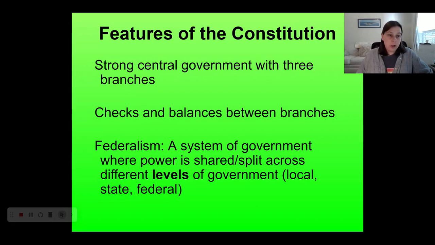Examples of, again, smaller Republican ideals in action. We have a strong central government with three branches, or divided powers, and checks and balances between the branches. We have federalism, which is where the government is divided between federal and then state and local. I regret to inform you that there are a bunch of different uses of federalism.